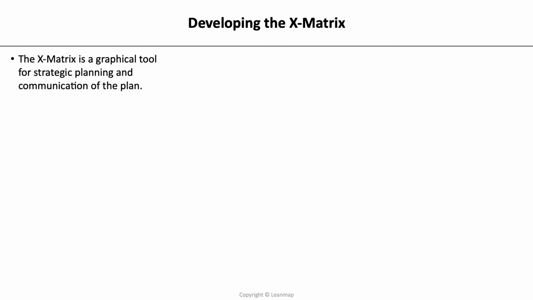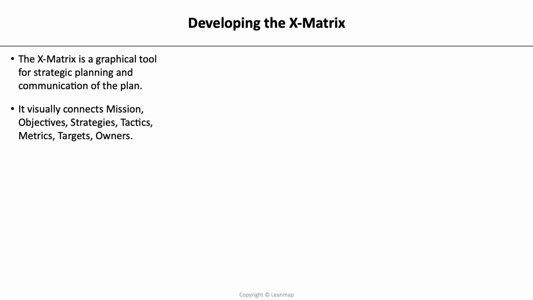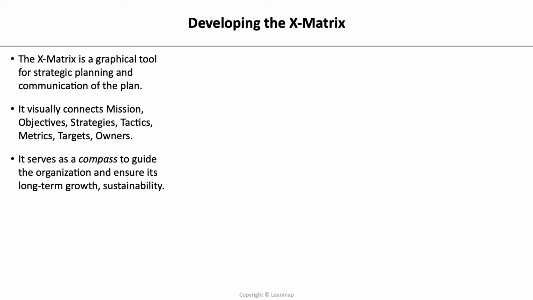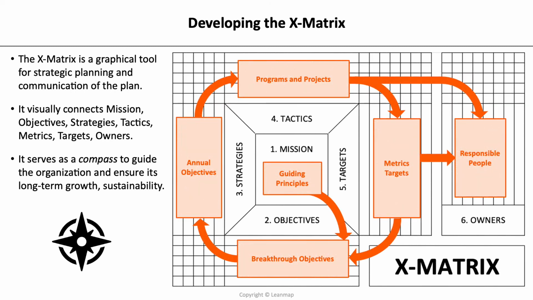Developing the X matrix. The X matrix is a graphical tool for strategic planning and communication of the plan. It visually connects mission, objectives, strategies, tactics, metrics, targets, and owners. It serves as a compass to guide the organization and ensure its long-term growth and sustainability. And it looks like that. It has several elements that are connected. Now we are going to learn how to do that.